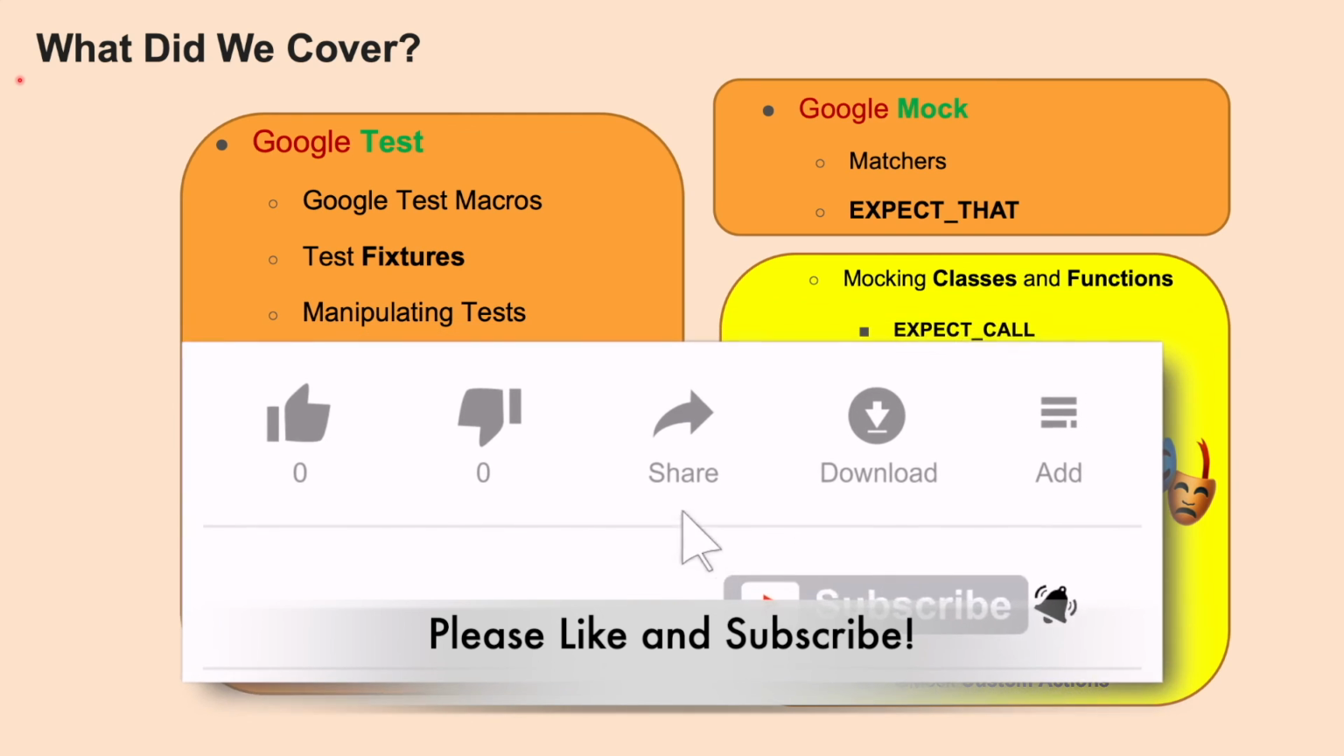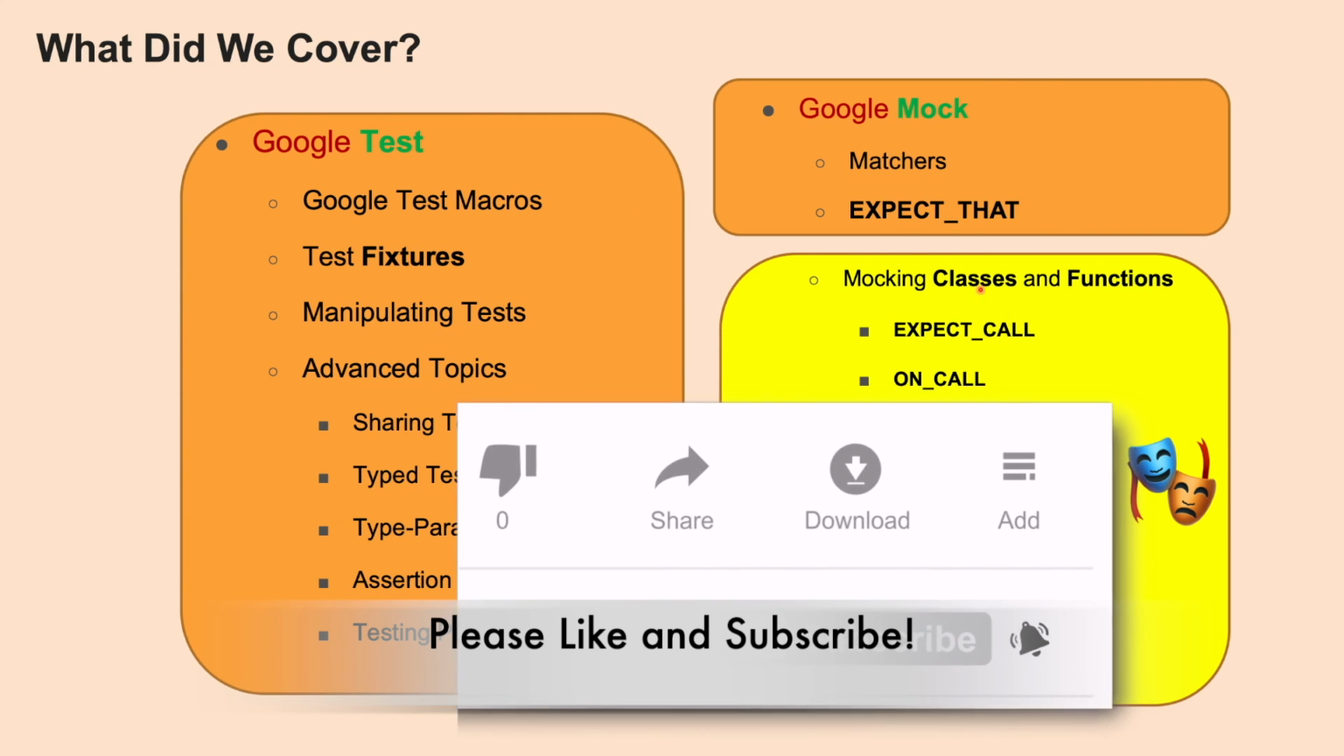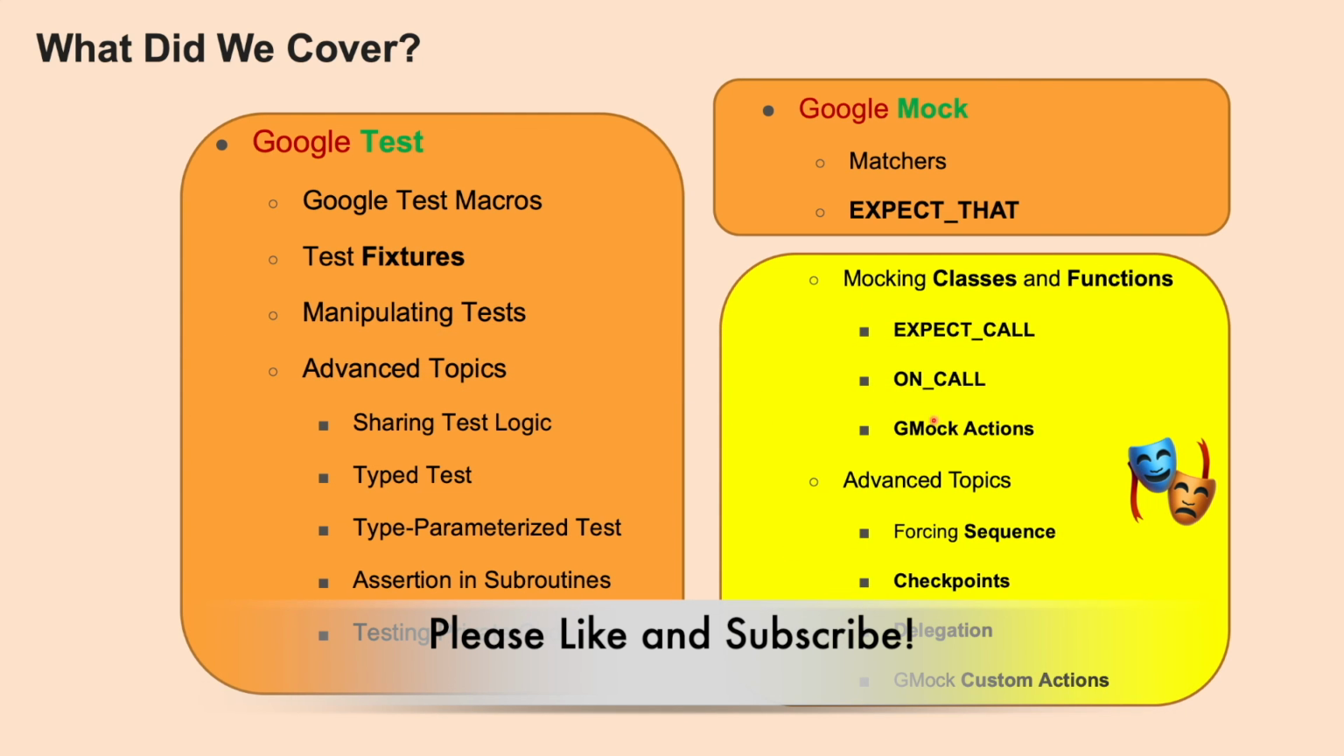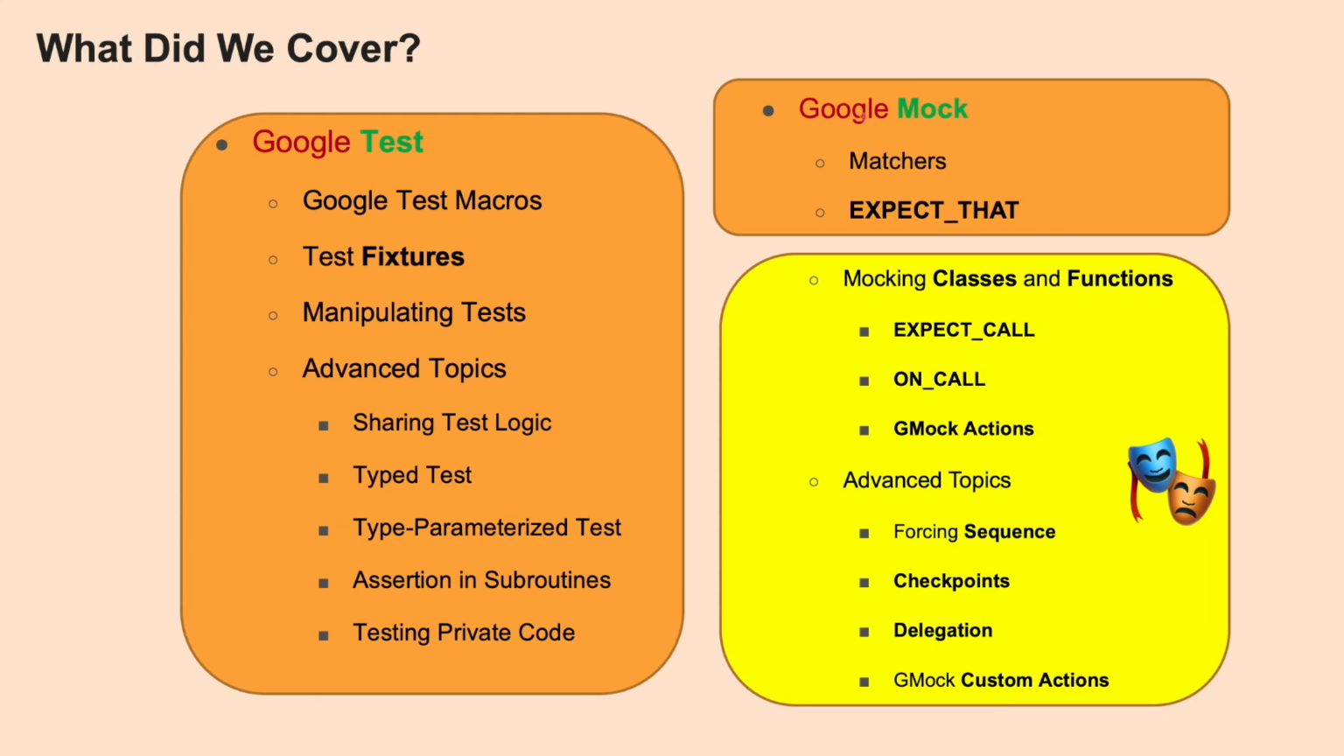Before I finish, let's have a quick summary. This was the third video in my video series on Google Test and Google Mock. In the first video, you saw how to write simple unit tests using the Google Test platform. In the second video, we talked about Google Mock, but only the matchers and the expect macro. And in this video, you learned how to mock classes and functions using expectCall, onCall, and also GMock Actions. We also talked about some more advanced topics such as forcing sequences, checkpoints, delegation, and how to create custom actions.